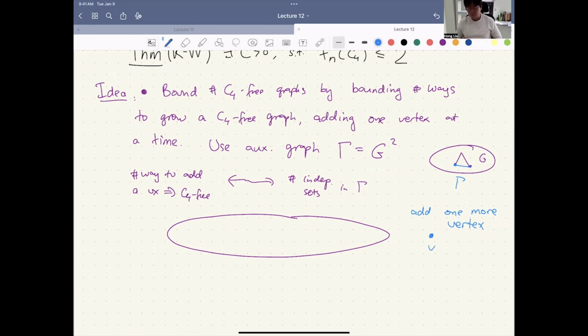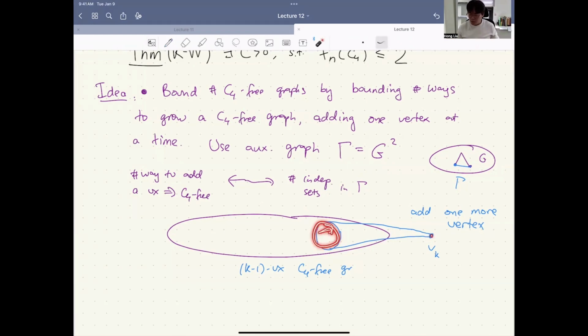Let's say vertex Vk at the k-th stage. Suppose currently we already have a (k-1)-vertex C4-free graph, and we're going to add one more vertex. So how do we add it? We choose its neighborhood somewhere in the graph, and then add edges between Vk and this chosen neighborhood. We decide where we add the neighbors of Vk in this (k-1)-vertex graph.